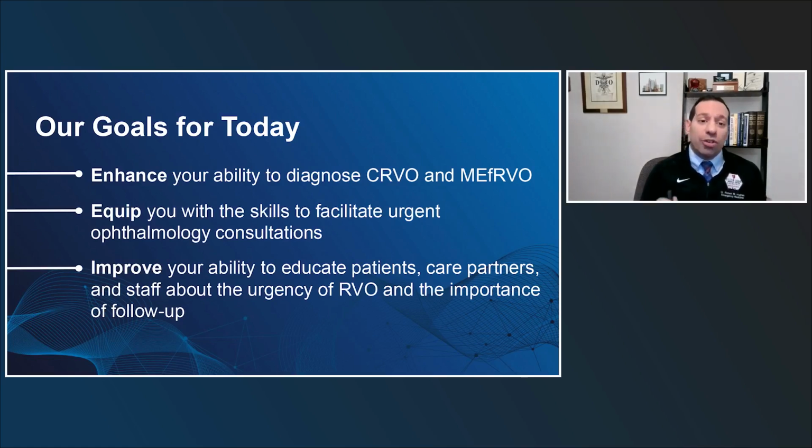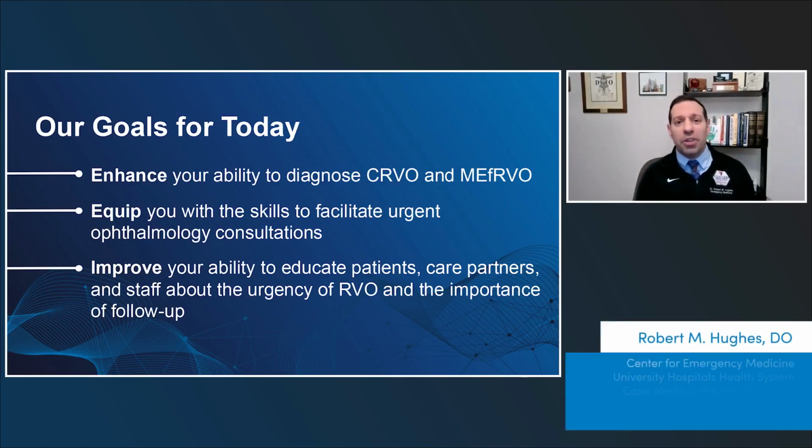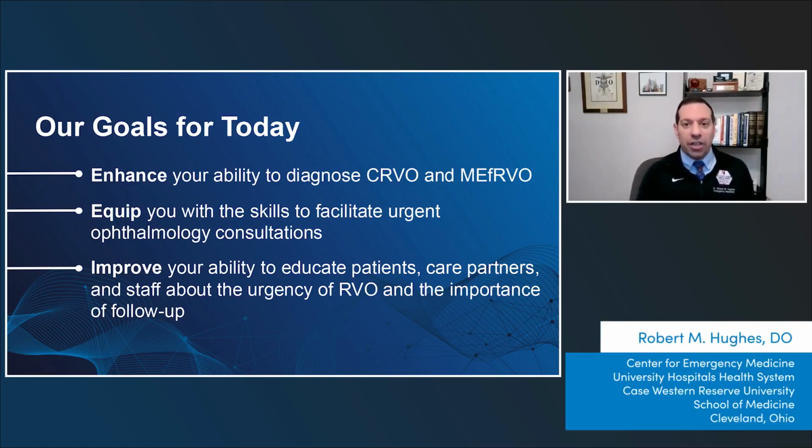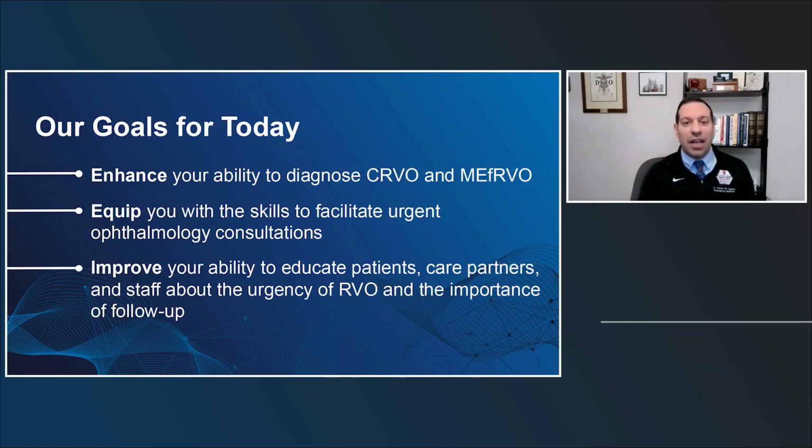All right, 3 goals for today. What we're going to do is split this up a bit. I'm going to take the beginning half of the diagnosis of retinal disease, and then Dr. Wang is going to educate us on exactly how that pans out in the ophthalmology world. We're going to enhance your ability to diagnose CRVO and MEF-RVO. So really what we're going to be talking about is retinal disease, maybe this specific bit of retinal disease, but kind of how we get ourselves through a complex differential diagnosis and ultimately land on this.